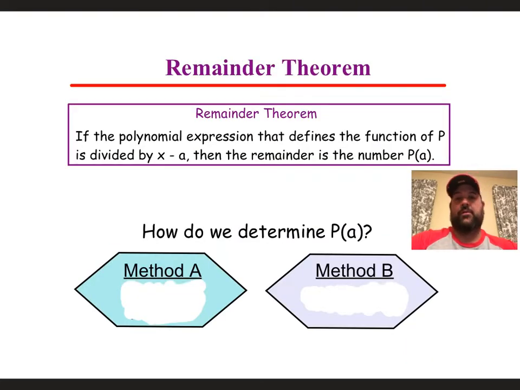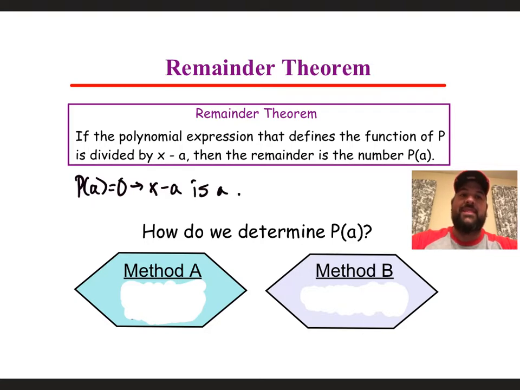All right, so the second theorem that we're going to use to help us solve polynomial functions is what we call the remainder theorem. And the remainder theorem basically says that if a polynomial expression that defines the function of p is divided by this linear binomial x minus a, then the remainder is the number p of a. So this actually ties directly in with what we just saw with the factor theorem, because we saw that when p of a equals 0, that meant that x minus a was a factor.